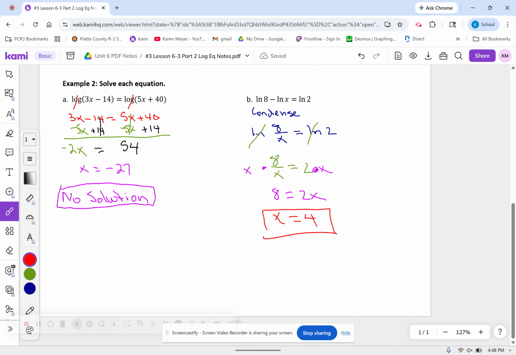So just remember on problems like this, if you have 2 ln's or 2 logs on the same side, condense it first, and then if you have 1 ln or 1 log on each side, then you can cross them off.